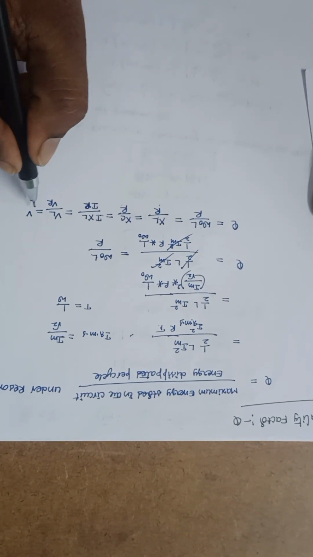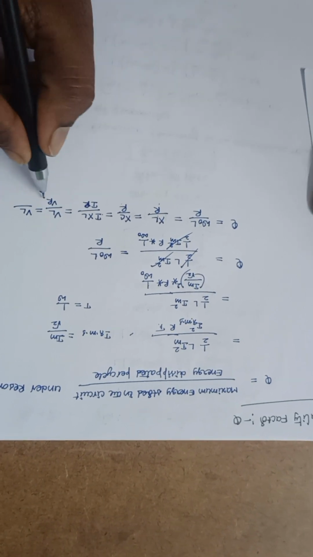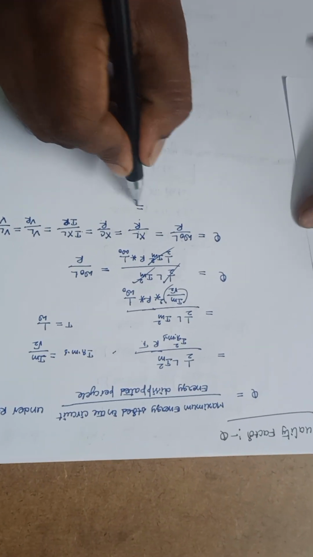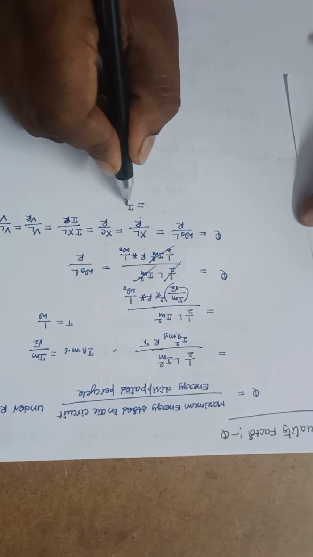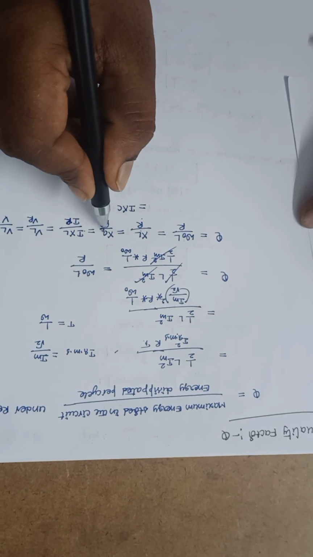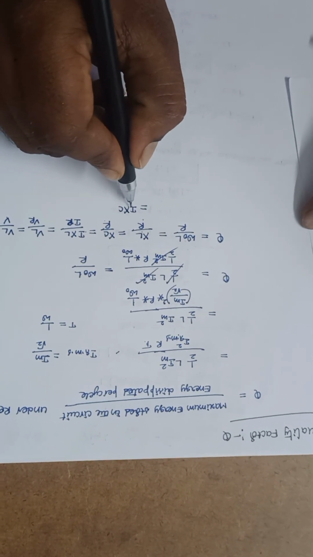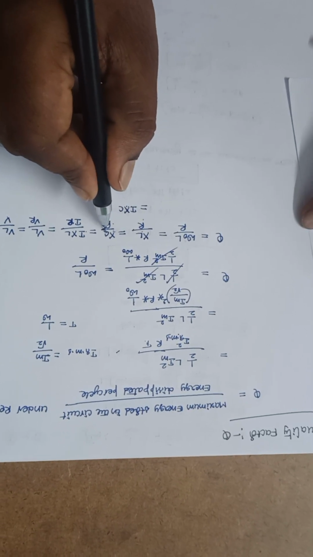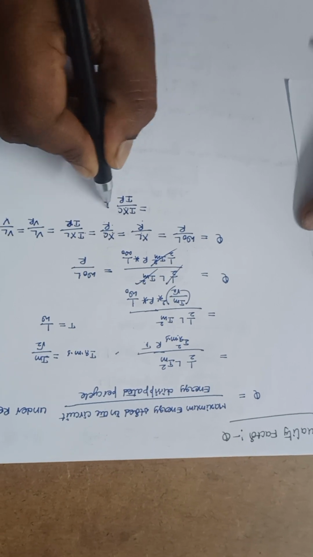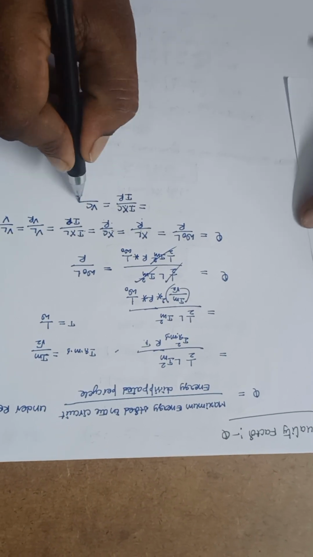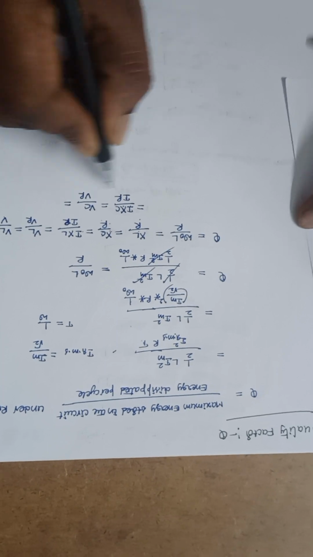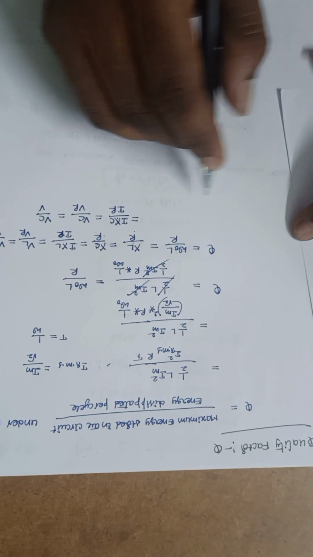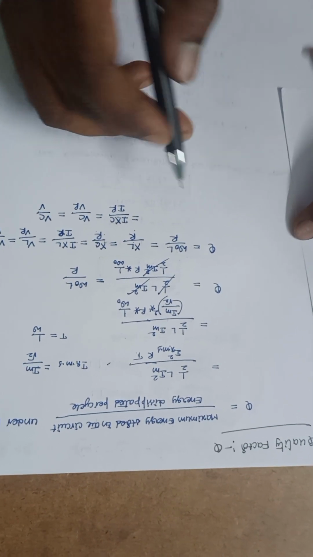So this VL divided by VR is nothing but, under resonance condition, VR is equal to V. And if I multiply the numerator and denominator with I in the expression, I into XC divided by I into R, I into XC is nothing but the voltage across the capacitance, and I into R is VR, the voltage across the resistance. So VC by V. All are formulas for finding the quality factor.